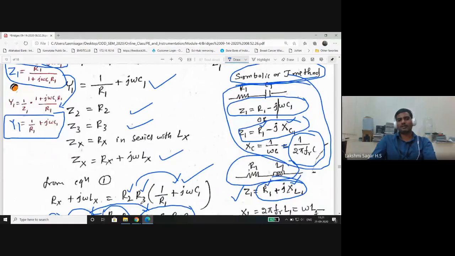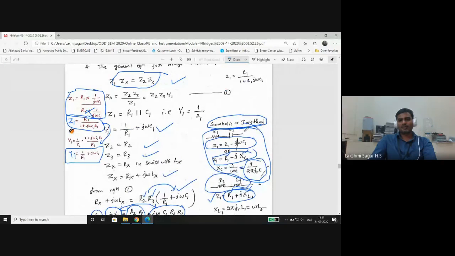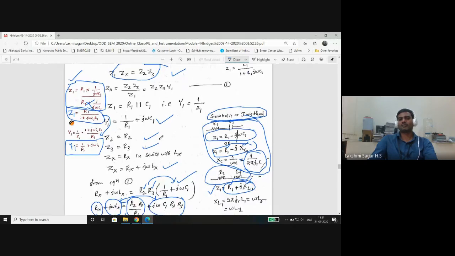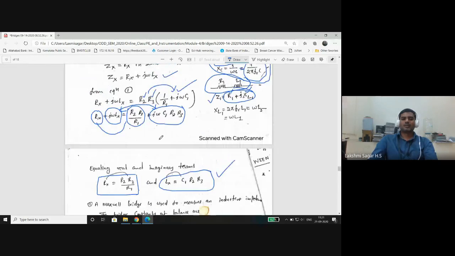This calculation part you just note down. When R1 is connected in series with C1, how to write the equation? If R1 is connected in series with L1, how to write the equation? If a resistance is connected in parallel with the capacitor, how to write the equation? If you understand this much, it is sufficient. Other bridge networks you can solve. You just have to do the substitution and separate out real and imaginary terms, and you will get the equation.